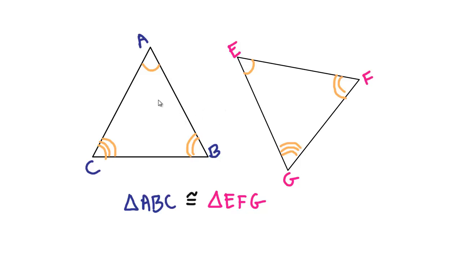And also, since these two triangles are congruent, then we know that their corresponding sides are also congruent. So segment AB is congruent to segment EF, and segment BC is congruent to segment FG. And the last one here, segment AC is congruent to segment EG.